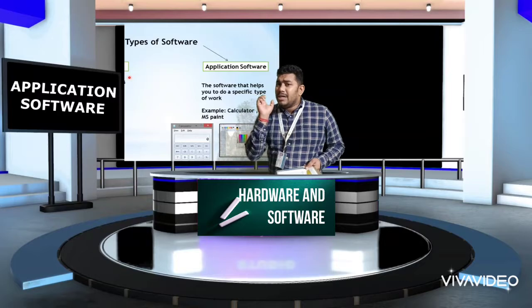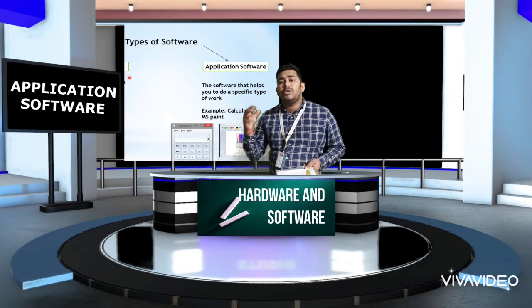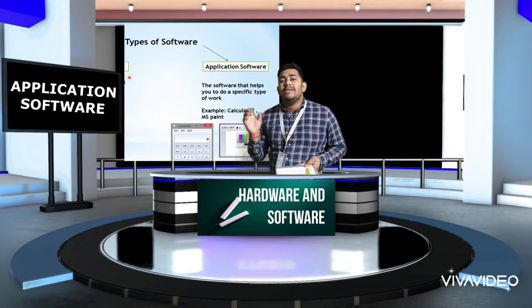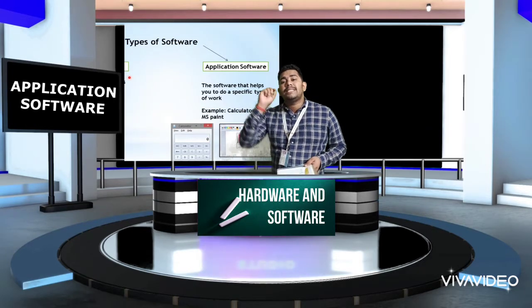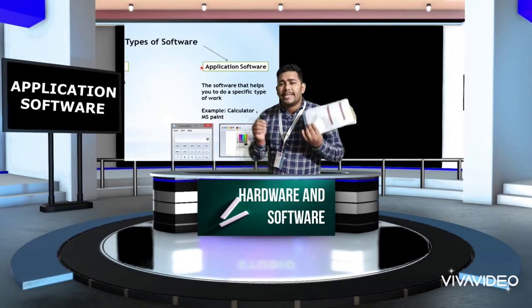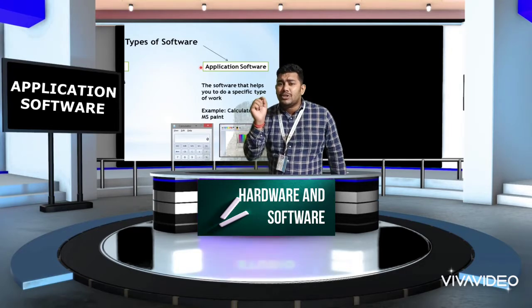Suppose a calculator is the hardware. The software inside it, which runs to do the calculation, is your software. That is, the calculator is an application software, because the calculator cannot do anything except calculation. So its main specific work is calculation.